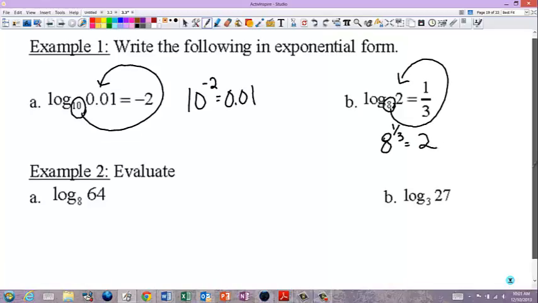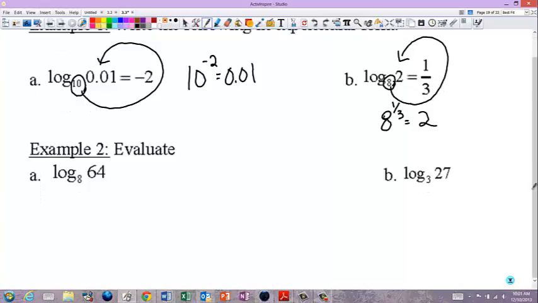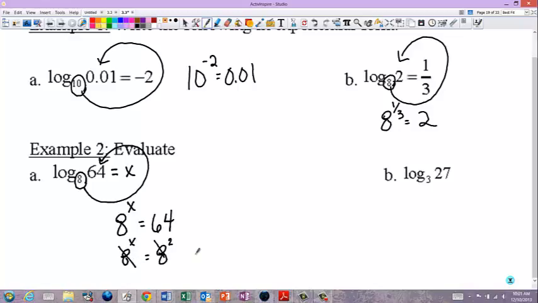These say evaluate. Log base 8 of 64, well, it's not equal to anything, but I don't know what it's equal to, so I can put x, and I start with 8. Whoosh, 8 to the x equals 64. I can write that as 8 squared and kill the 8's. X equals 2. Pause me and try B.